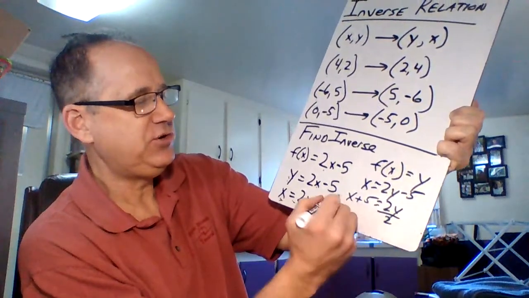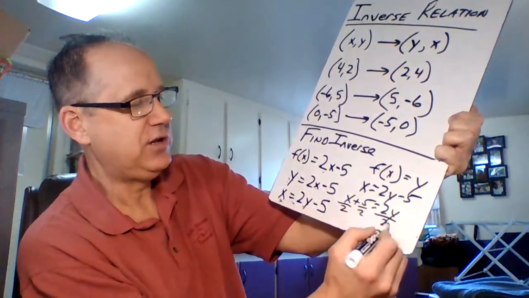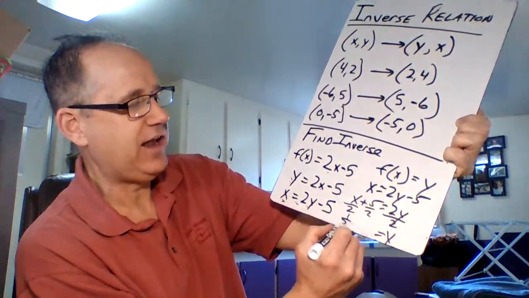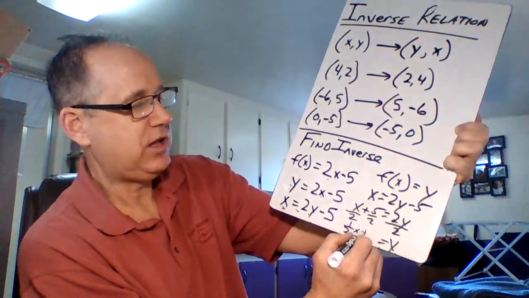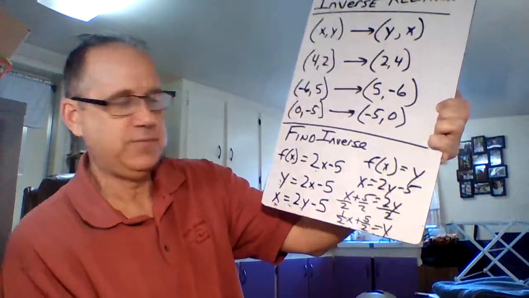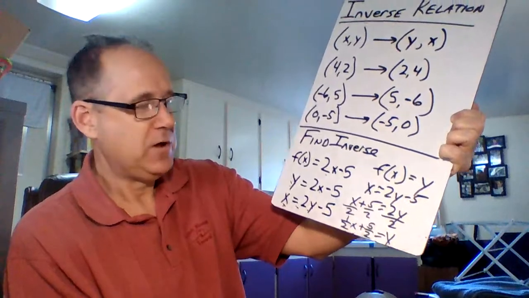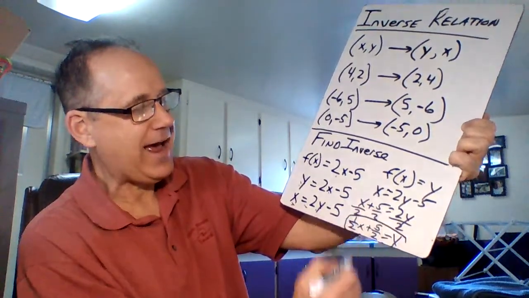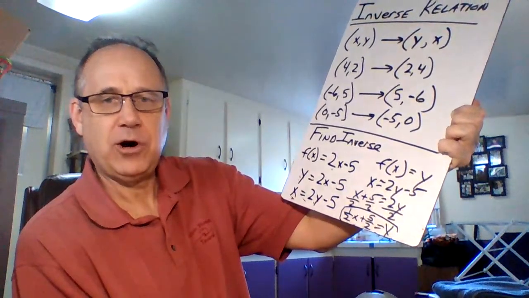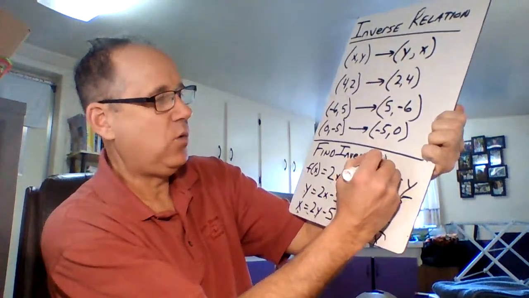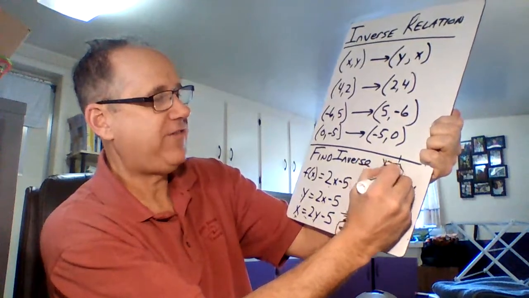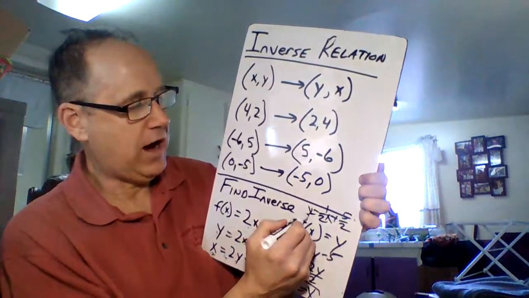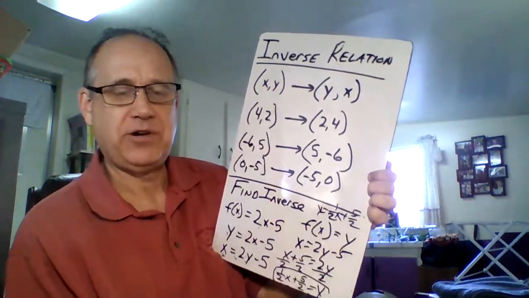Divide by 2. Divide by 2. Y equals x over 2, which is the same as 1/2 x plus 5 over 2. So we put it back in slope-intercept form, and then it would end up being y equals 1/2 x plus 5 over 2.